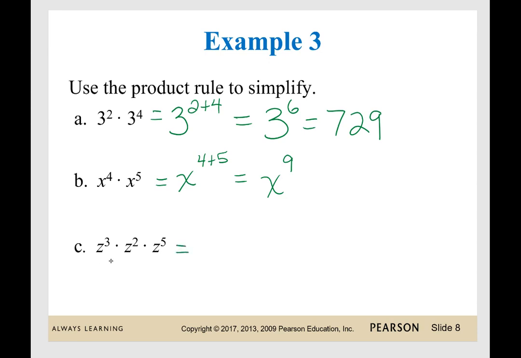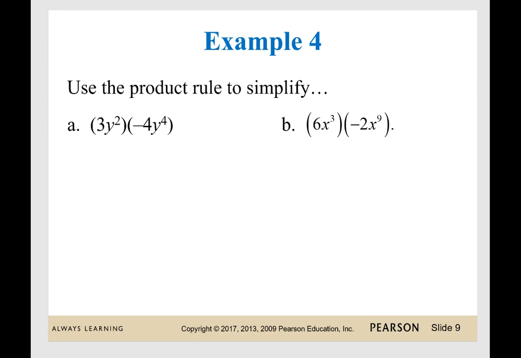Even if you have, like in example C, multiple z's multiplied together, that's fine. There could be 20 z's multiplied together. If they're all z's, you're going to keep that base of z, and you're going to add up all those exponents. So this gives you z to the 10th power. 3 plus 2 plus 5 is 10. So that is the most basic explanation of the product rule.